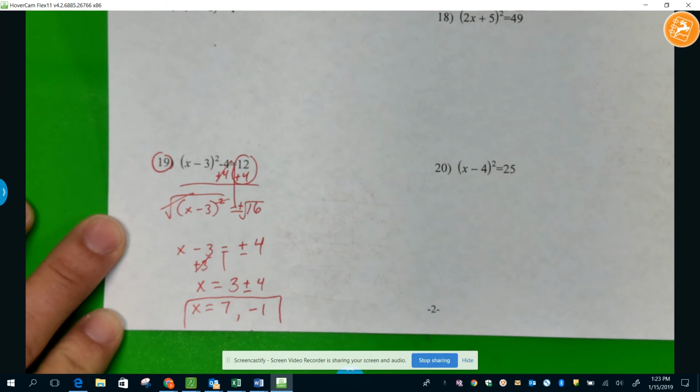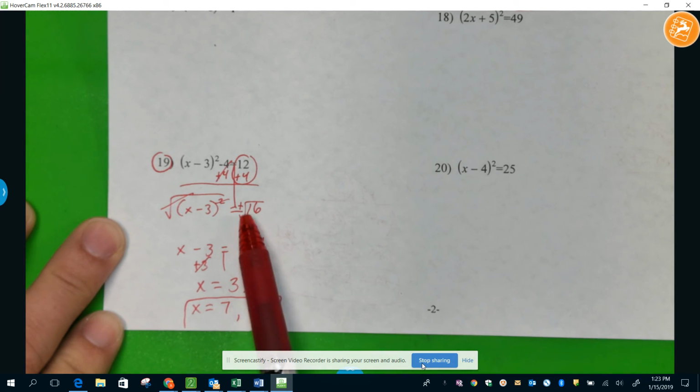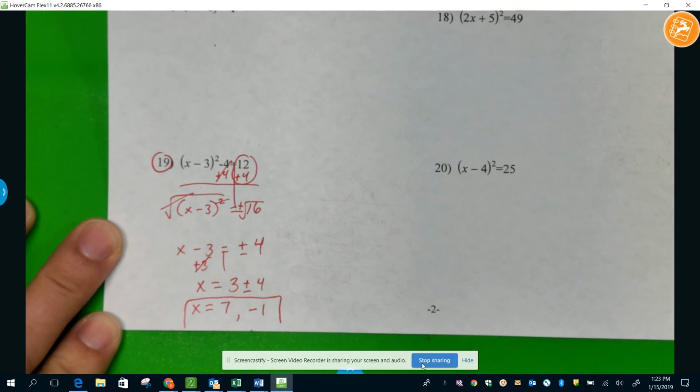Okay, so a couple different types of problems there, solving using square roots. You've got to isolate your squared term before you take your square roots. And when you do put a square root, make sure you have a plus or minus in front of the square root on the right-hand side.